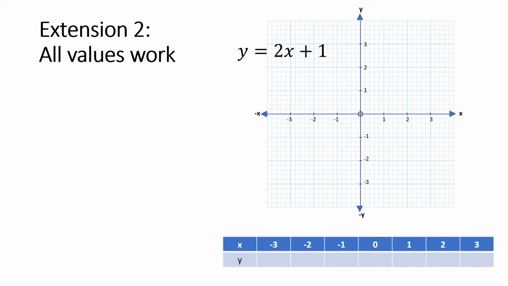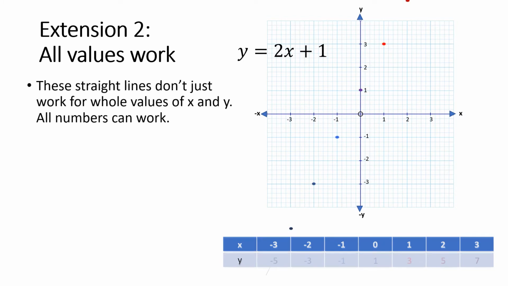Our second extension to straight line formulas is simply to say that all values of x will work. These straight lines don't just work for whole values of x and y like we have used so far. All numbers will work. For example, we could let x be equal to 1/2 in our line y equals 2x plus 1. If we plug in x equals 1/2, then y is 2 times 1/2, which is 1, plus 1, which is 2. And you can see that point falls on our straight line.